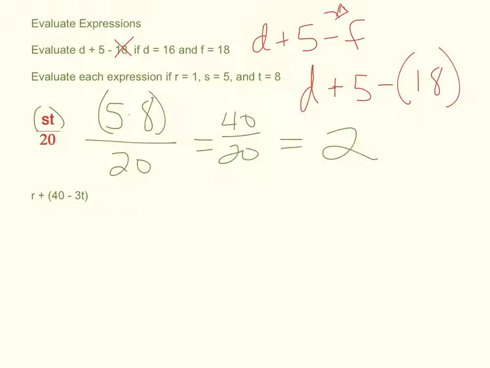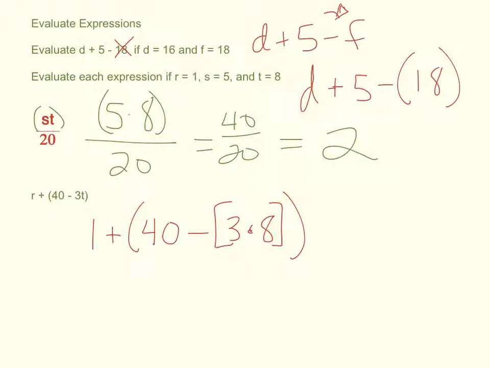And then R plus, open parentheses, 40 minus 3T, close parentheses. We're going to plug everybody in first, and then let us figure out what to do. R is 1 plus 40 minus, and then we have 3T. That is going to be 3 times 8. You notice I put brackets there. It's because when you see something like 3T or a number times a variable, these guys are grouped, so you do have to deal with them first.